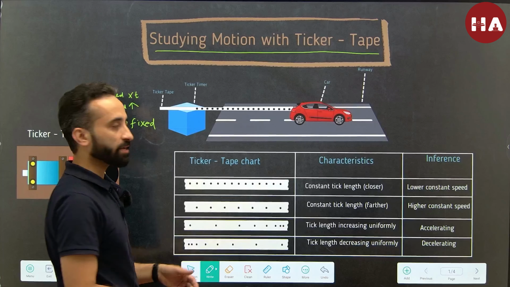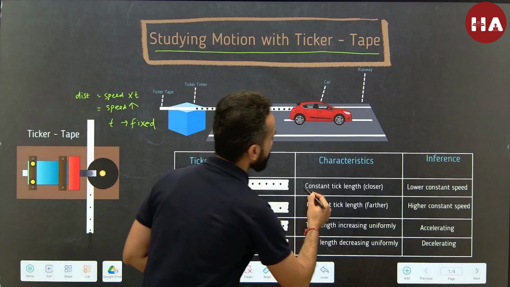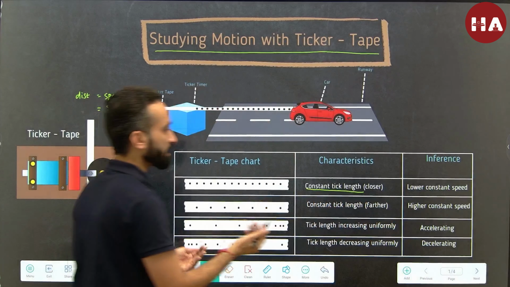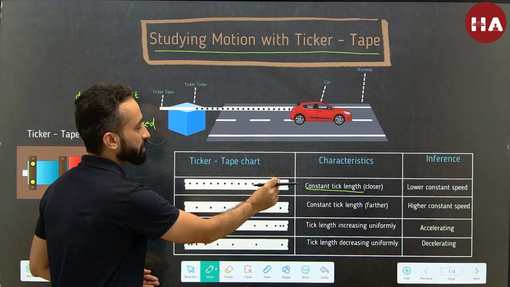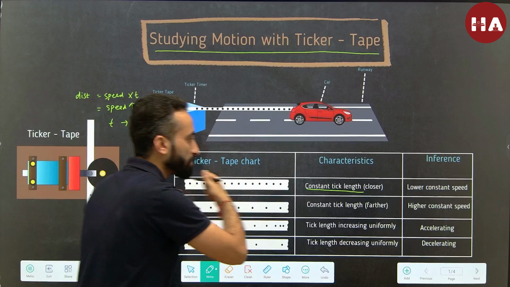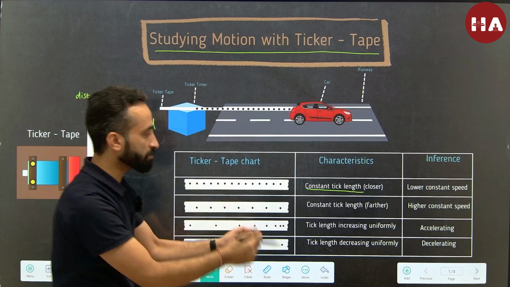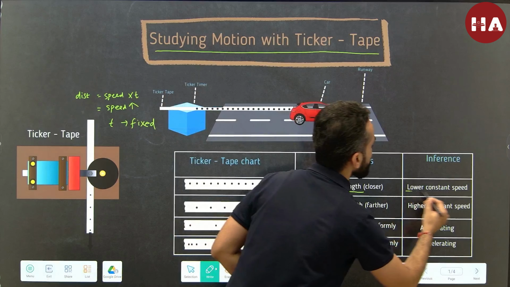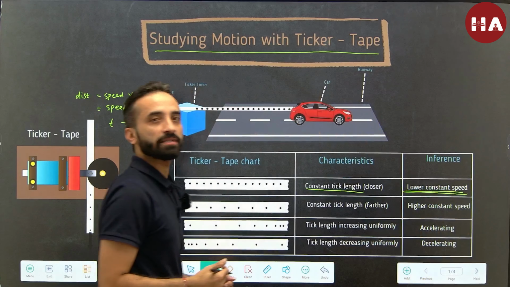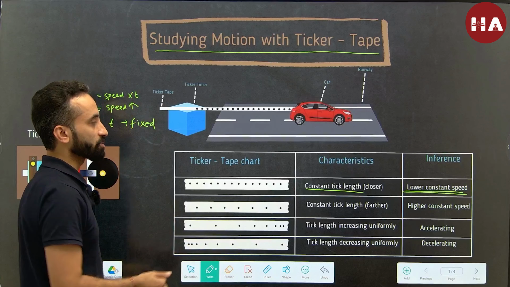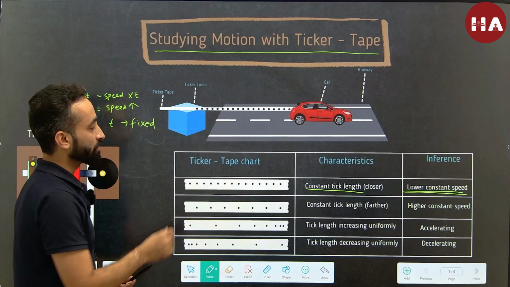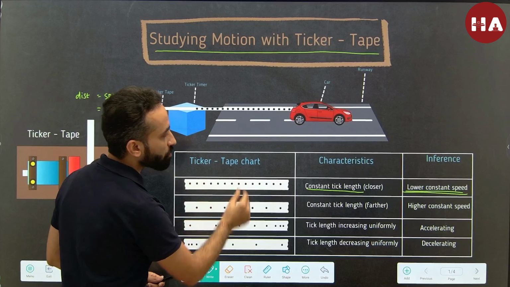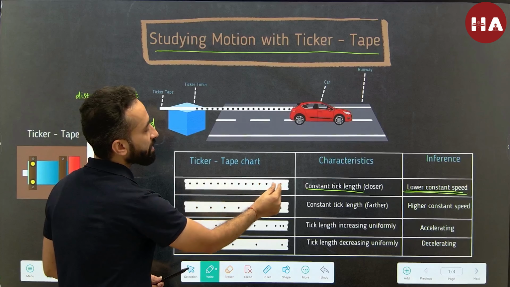So can we relate with this now? Constant tick length, that is obviously the case when the separation is fixed, it's not changing. That means the tape is being pulled at a constant speed. But it is a lower constant speed. So are you understanding? One by one we are decoding the possible cases. So the dots are closer together, but still they are separated by the same distance.